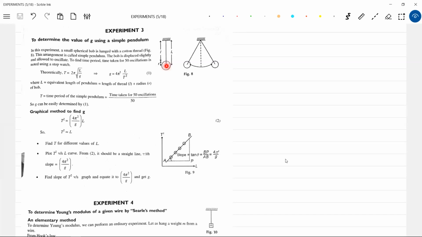In our theoretical questions, we treat it as a point object. That's why he is writing L plus small r. The length of the pendulum is not the length of the string. It will be L plus r. Usually, if you go for the lab, this will be the string.